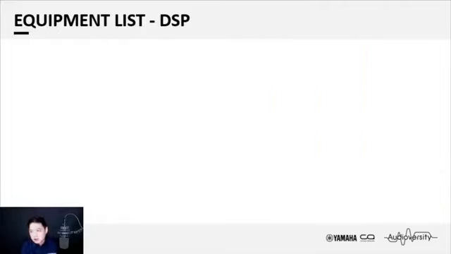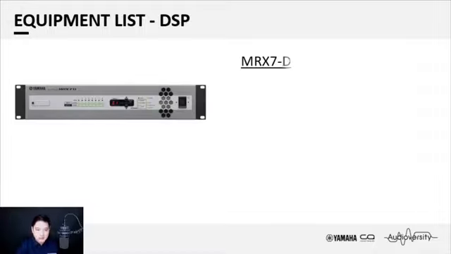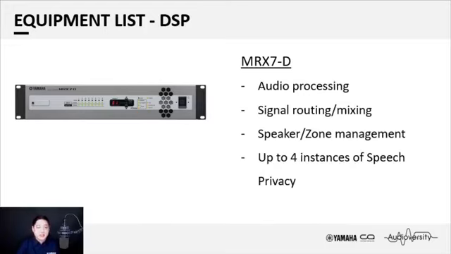So let's look at the equipment list. How many thousands of equipment are we looking at? Okay. So first, of course, it's the DSP. We have this specific DSP, the MRX7D. Only this DSP has speech privacy inside, and up to 4 instances. Instances means let's say you have different types of areas, you have different types of masking, up to 4. Okay, and then of course, because this is open architecture.